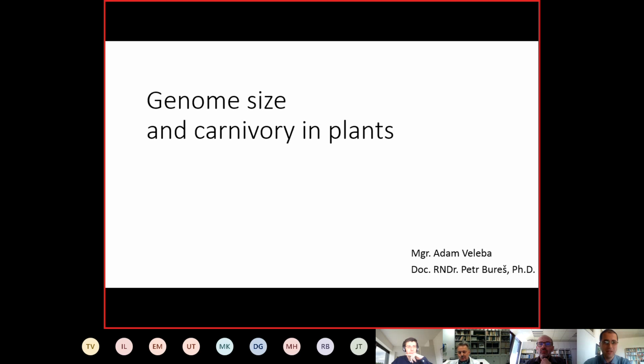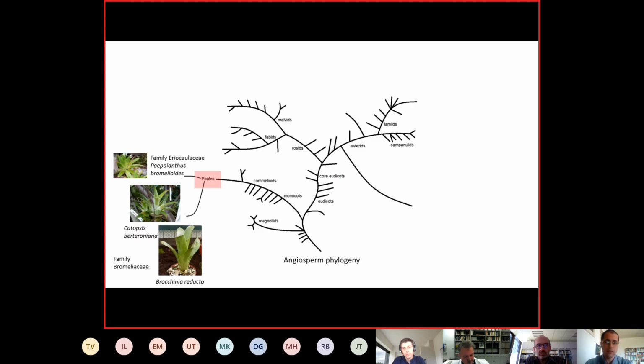My name is Veleba, and I would like to present you my thesis about genome size and carnivory in plants. My supervisor is, as you know, Associate Professor Petr Bureš, and as a model group, we have chosen carnivorous plants.